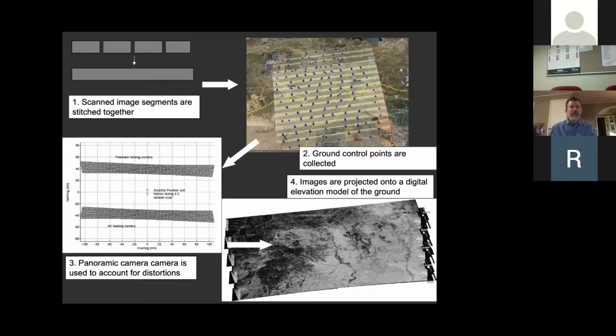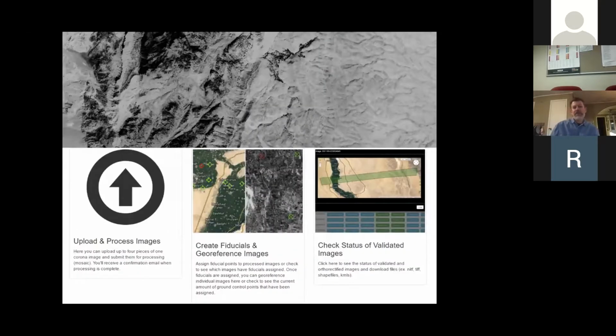Now, steps 3 and 4 are really to create two different kinds of images, which are both available from the Atlas, and we'll talk about that briefly in a moment. So the Corona georeferencing crowdsourcing system is something we've called Sunspot.